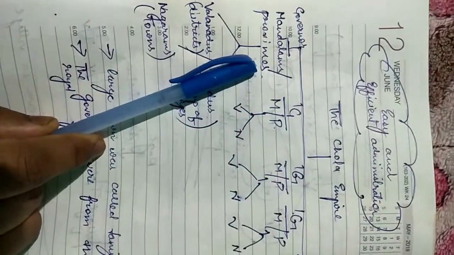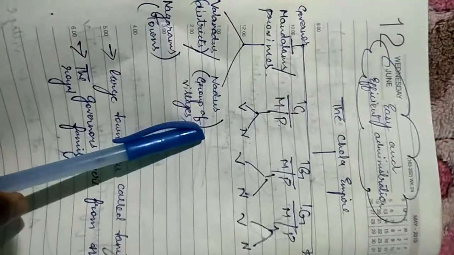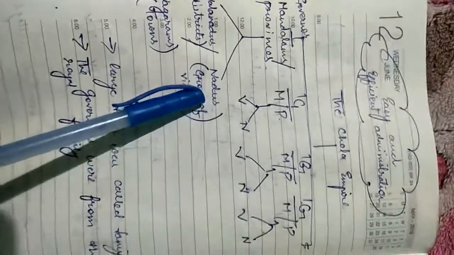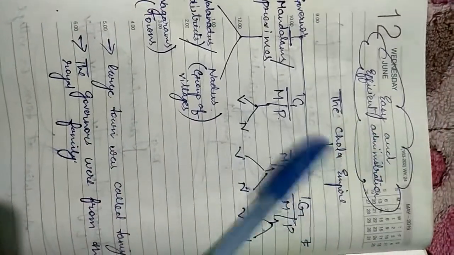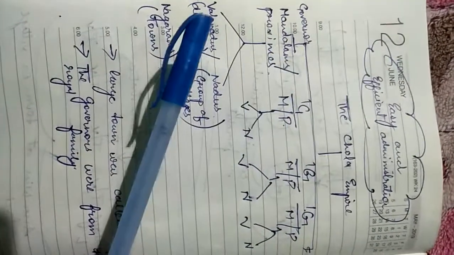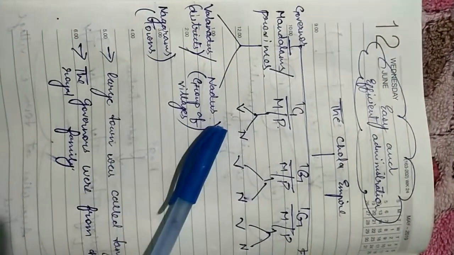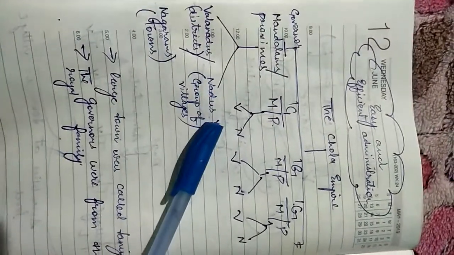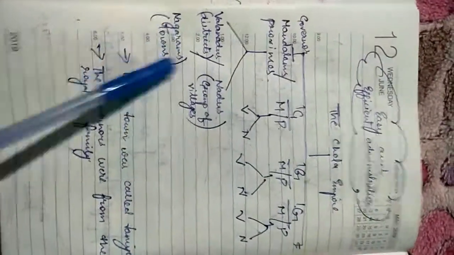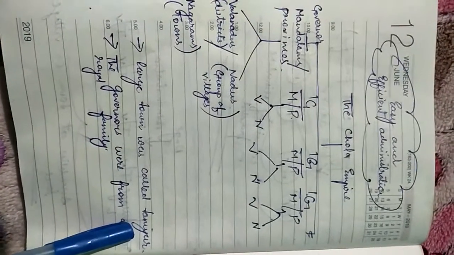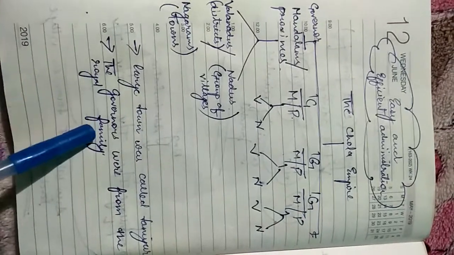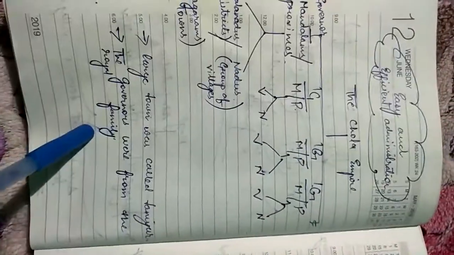Each mandalam or province was further divided into Valanadus and Nadus. Valanadus are the districts or nagarams, and nadus are the group of villages. Large towns were called taniyur. The governors were from the royal family. Those who were appointed as governors of the mandalams should belong to a royal family.